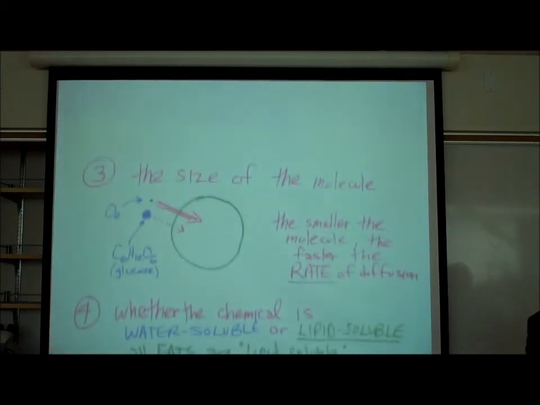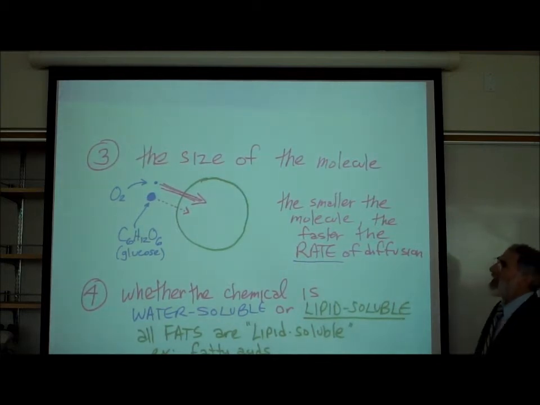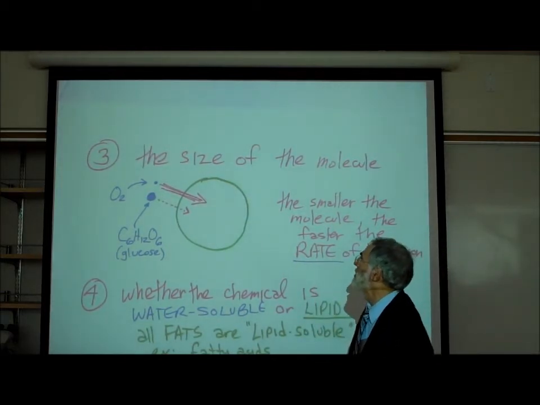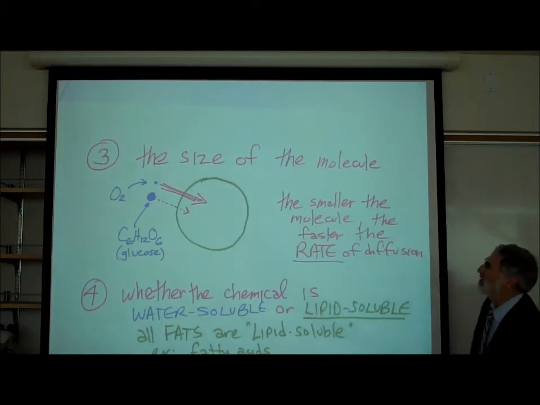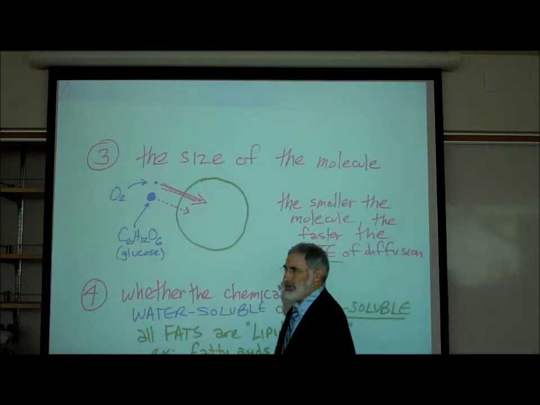we've given you 2 factors. A third factor. This is very simple. This is intuitive. Everybody will understand this. A third factor that affects how quickly a chemical moves across the cell membrane that diffuses is the size of the molecule. The smaller the molecule, the faster the rate of diffusion.